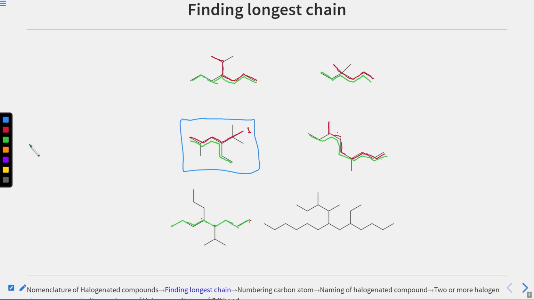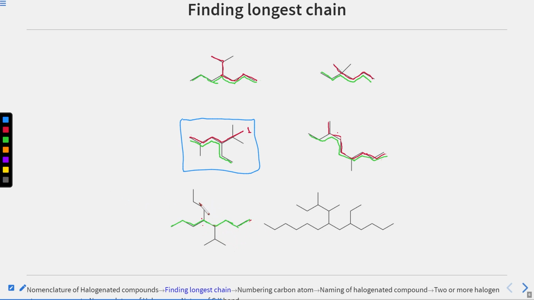Now you would say, sir, we have another possibility also. Which one? You will say, okay, sir, we can do this one also. So 1, 2, 3, 4, 5, 6, 7, 8. So this one is also an 8 chain. But if you look here, this is kind of symmetrical. So if you start numbering from here or here, since no extra substituent is present, we can consider both.